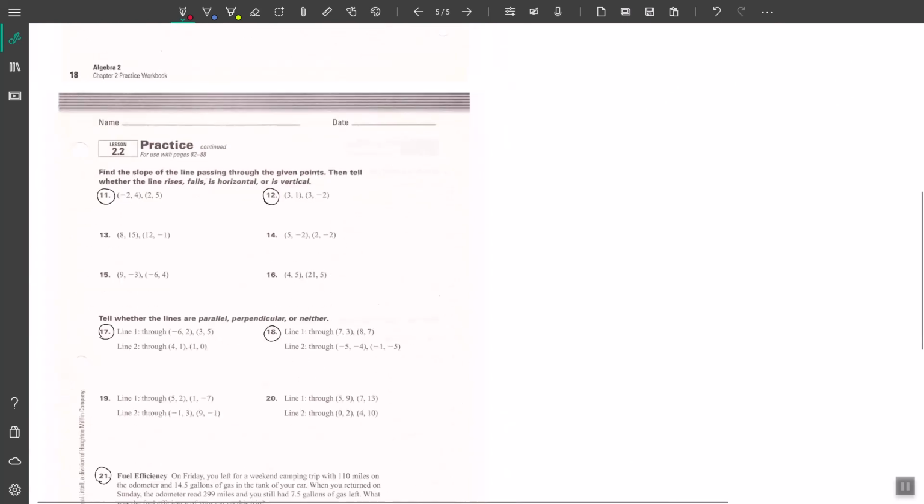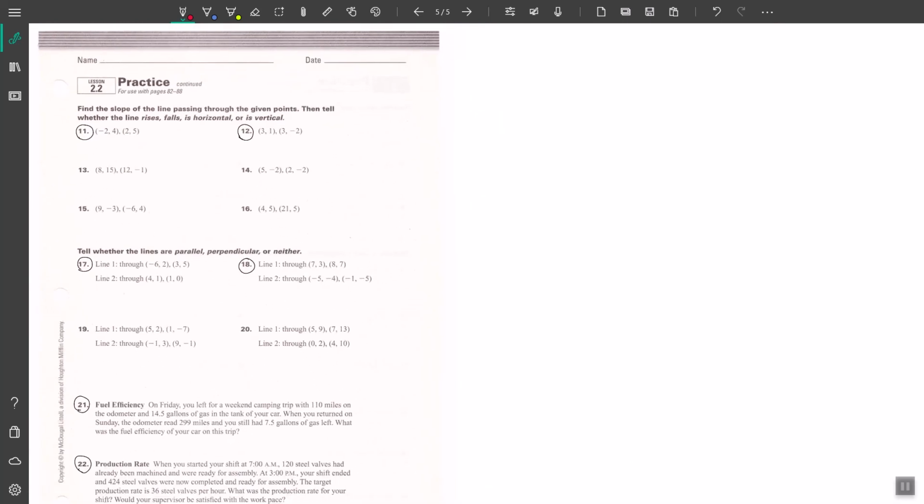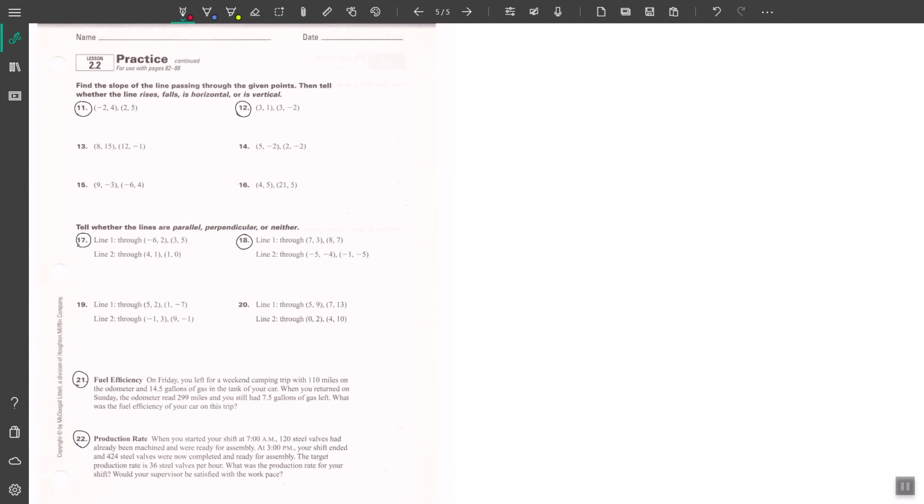If we move to the back of the page, they ask us to find the slope of the line passing through the given points, and then tell whether the line rises, falls, is horizontal, or is vertical. We're going to calculate the slope first in the same manner that we've done for all the other ones. We'll subtract the y's, subtract the x's in the same order in which we subtracted the y's, and we end up with a slope of 1/4 for number 11.